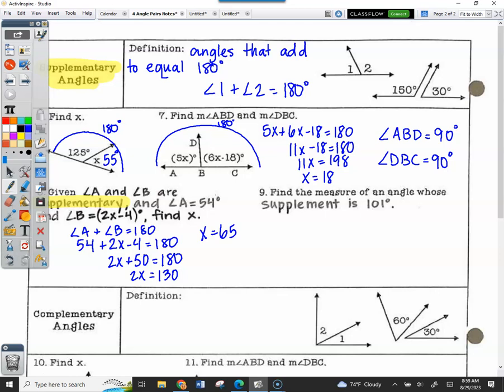All right, look at number 9. This is another way to write this. It says, find the measure of an angle, so we're finding an angle, whose supplement is 101 degrees. They're saying to you, one angle that you don't know, added to the angle that they're giving you, is supplementary. They're secretly telling you, hey, there's 2 angles that add to 180. One of them's 101. Tell me the other one.